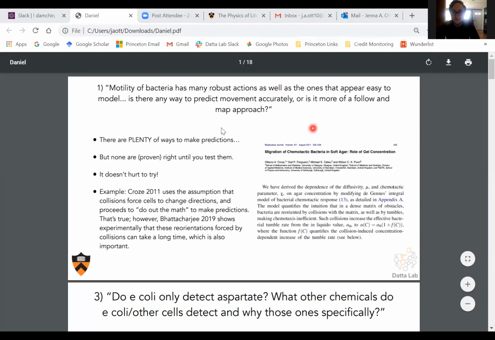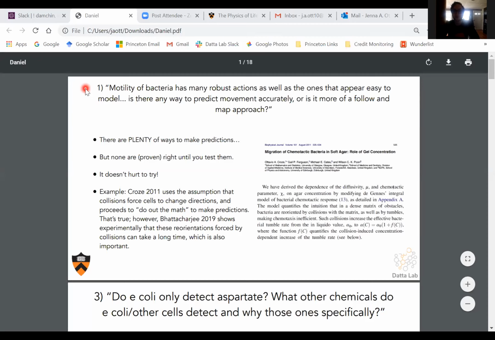So, okay. This particular question: motility of bacteria has many robust actions as ones that appear easy to model. Is there any way to predict the movement accurately, or is it more of a follow and map approach? This is a great question because it gets at the core of how science is done in general. And there's no one perfect answer because both occur. You look at what you see visually and then under a microscope, and then you try and understand it with a model. But sometimes people make predictions and then see if they work out.